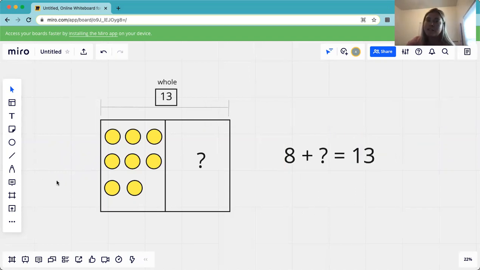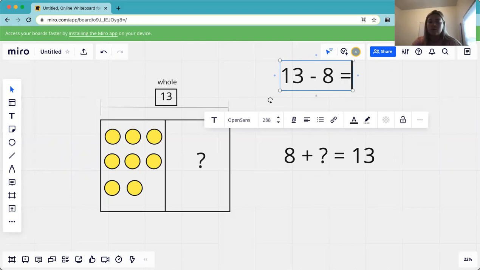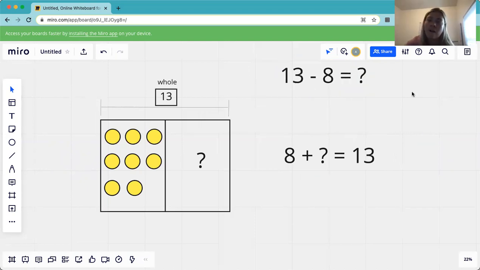So now we need to figure this out. We're going to ask ourselves again, remember our equation in the beginning. Our equation in the beginning was 13 minus 8 equals blank. We're trying to figure out what that is. Let's think about it. So remember, a sum is the answer you get when you're adding. So which number is the sum in this addition problem? Yes, it's 13.